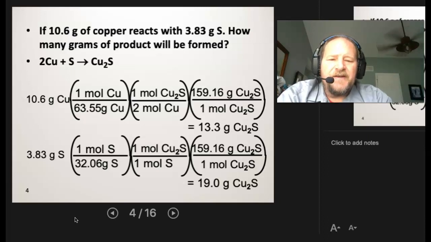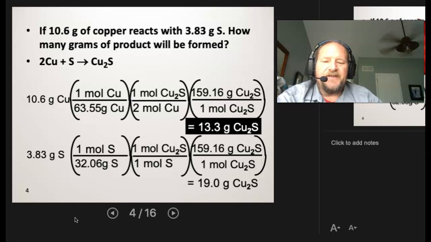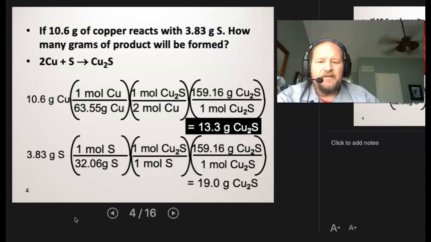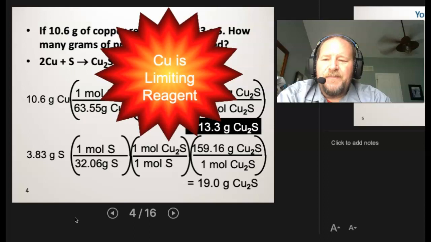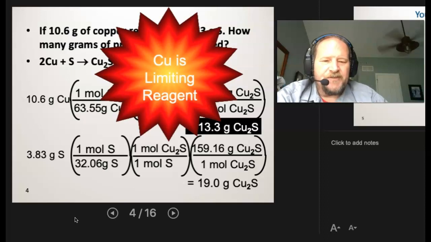Now, the limiting reagent is the one that's going to make the least amount of product. So that means the 13.3 grams is smaller than the 19 grams, thus copper is our limiting reagent. Now the question could have been how many grams of product would be formed, and it could have just stopped there, or it could have been what is the limiting reagent. Okay, either way, you'd have to go through all these steps to answer either one of those questions.